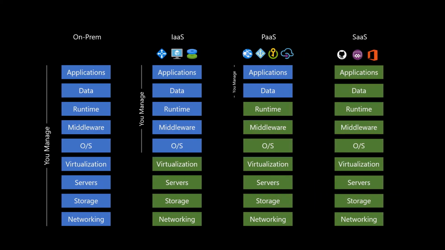Finally, moving to the right, Software as a Service, or SaaS, is the final type of offering. Think GitHub or Office 365 here. Companies sign up to complete solutions. But today we're going to talk about App Service, and that's squarely in the PaaS pillar.